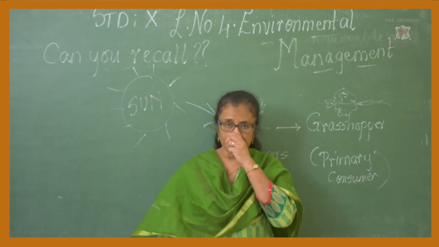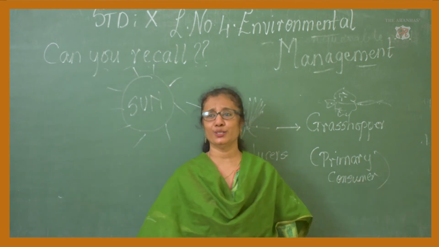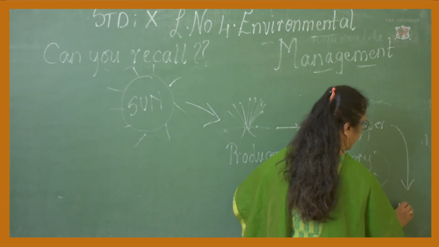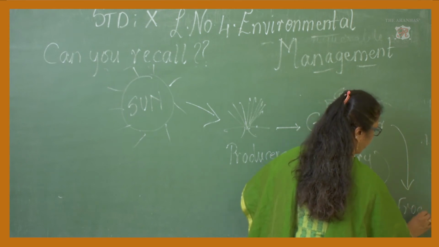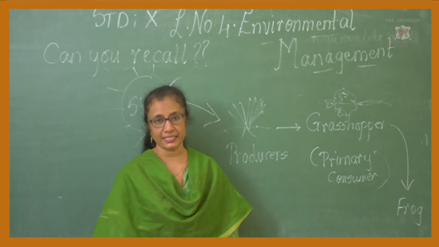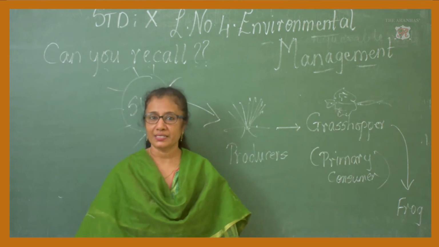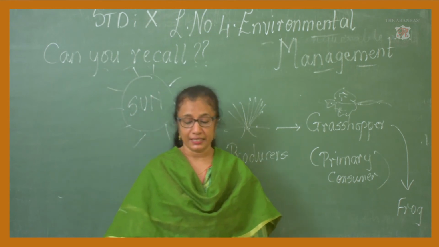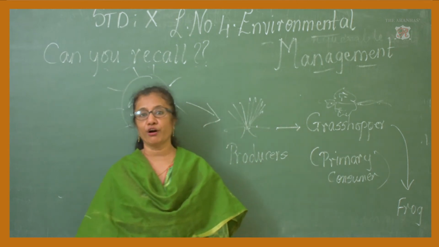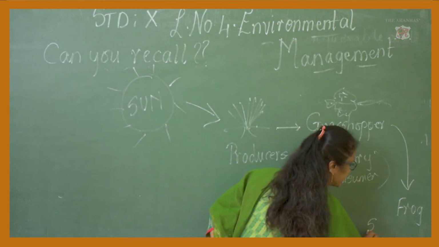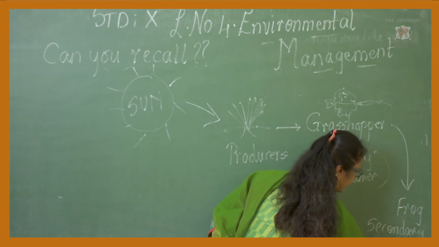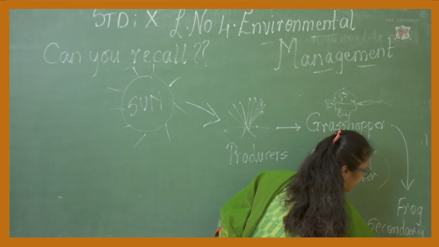Right? Now, the primary consumer is also a prey for some other animal. My next organism that is present is a frog. Remember children, a frog feeds on insects and the grasshopper is an insect. So the grasshopper is eaten up by the frog. So what does the frog become? The frog becomes the secondary consumer.